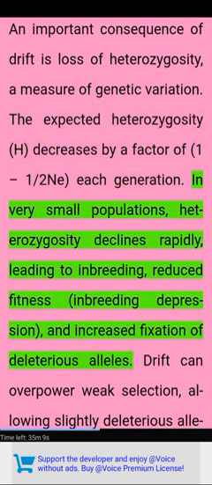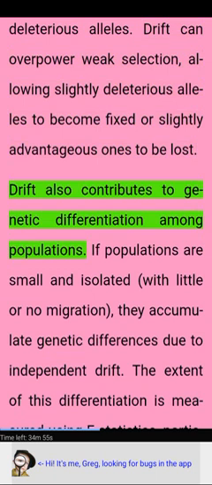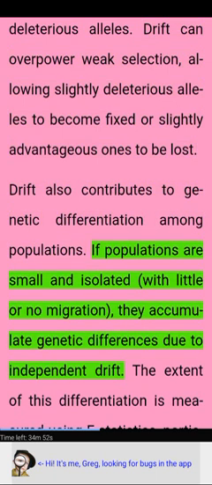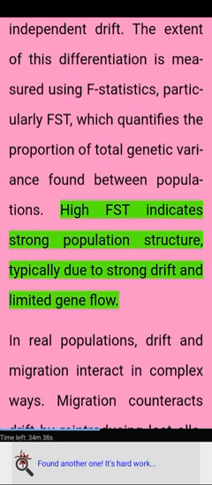In very small populations, heterozygosity declines rapidly, leading to inbreeding, reduced fitness, inbreeding depression, and increased fixation of deleterious alleles. Drift can overpower weak selection, allowing slightly deleterious alleles to become fixed or slightly advantageous ones to be lost. Drift also contributes to genetic differentiation among populations. If populations are small and isolated with little or no migration, they accumulate genetic differences due to independent drift. The extent of differentiation is measured using F statistics, particularly FST, which quantifies the proportion of total genetic variance found between populations. High FST indicates strong population structure, typically due to strong drift and limited gene flow.